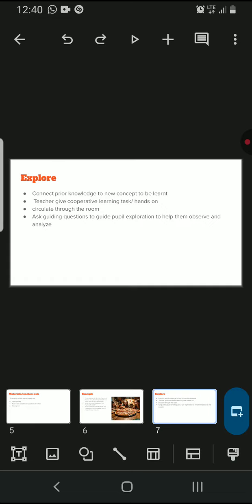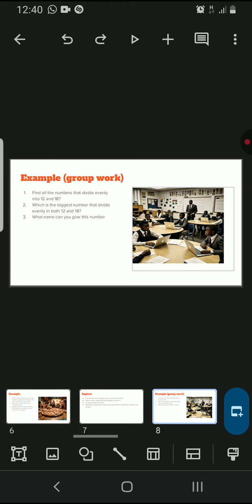The teacher, after giving the cooperative learning task, should circulate around the room, asking guiding questions and guiding the learning or the exploration of the pupils. That is the role of the teacher at this stage.